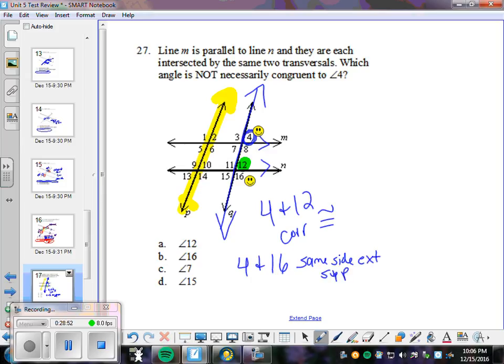So let's just look at 7. 7 and 4 are vertical. So they would be congruent because all vertical angles are congruent. So that is and that is. So far 16 did not.